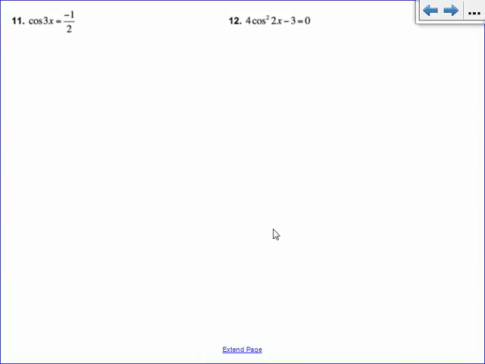All right, number 11. Kyle's very upset at me for putting number 11 on there. So mean. All right, why is it mean? Because there's 3. Yeah, it's 3x.